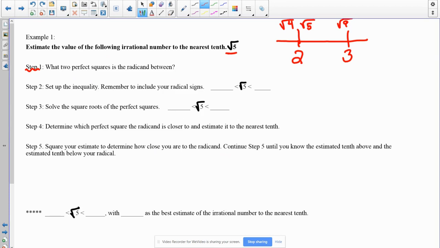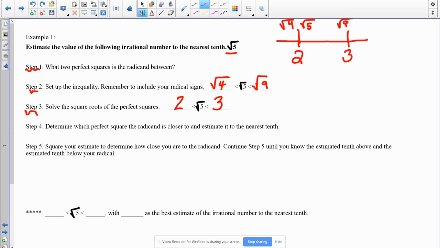Okay, so I'm going to notice that the square root of 5 is really close to the square root of 4. Not as close to the square root of 9, but definitely in between these two square roots. So that's step number 2, just like learning target 3: we're going to write the square root of 4 is less than the square root of 5, which is also less than the square root of 9. And then step number 3 should look familiar to you. We're going to actually solve this. So the square root of 4 is 2, which is less than the square root of 5, which is less than, of course, 3.